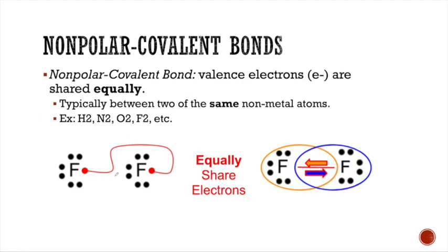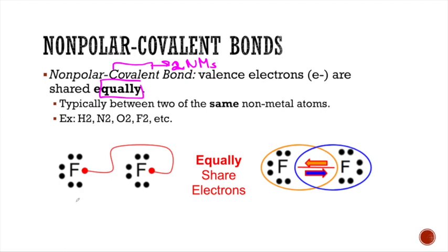Okay, so what does it mean to be a nonpolar covalent bond? A nonpolar covalent bond is one in which the valence electrons are shared equally. So this is typically between two of the same nonmetal atoms. You can think of our diatomics, your H2s, N2s, O2s, F2s, whatever, as long as they follow the covalent rule of being between just two nonmetals. And again, diatomics would technically count in this.